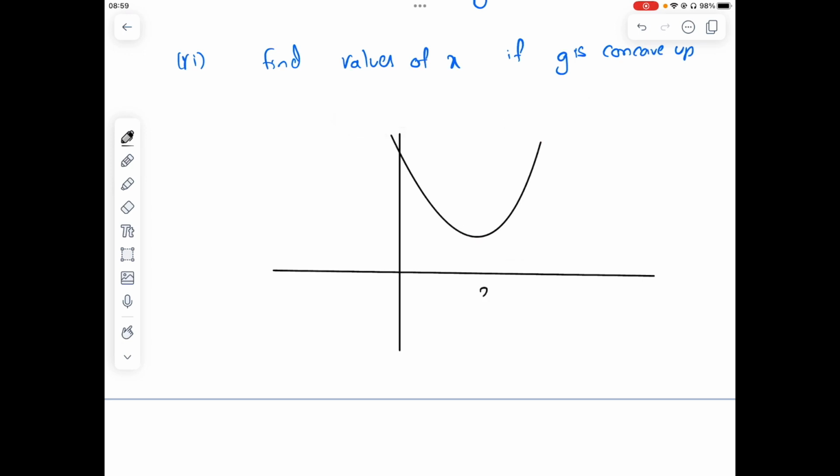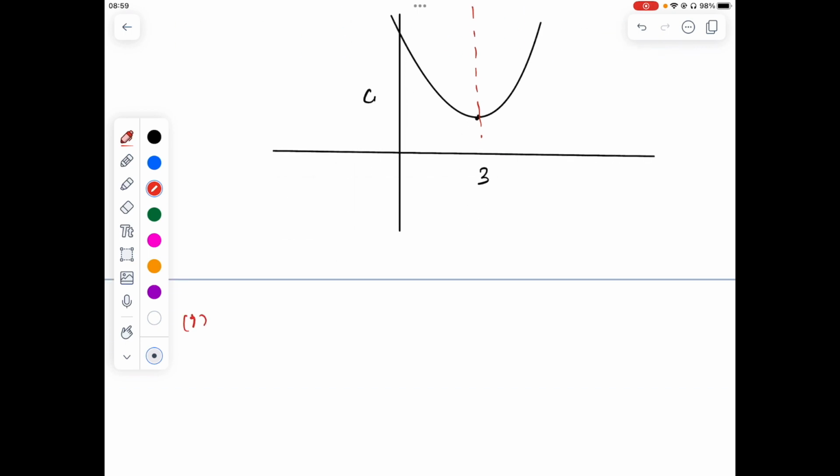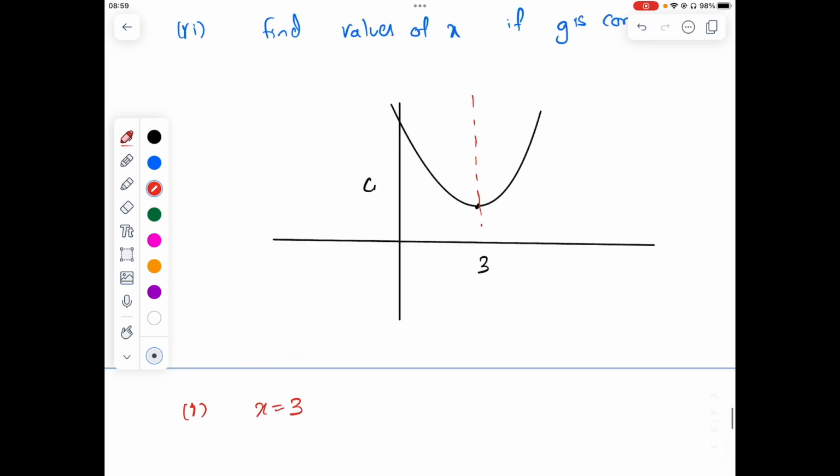So this is (3, 4). That's going to be the vertex. And he's asking for the axis of symmetry. The axis of symmetry will be along the vertex itself only. So what will be the axis of symmetry? The axis of symmetry will be x equals 3. That is the first part.